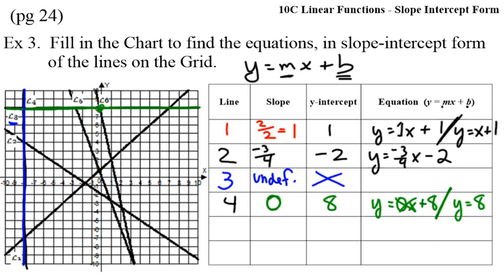No intercept, vertical line. When we have a vertical line, it's x equals, and how far over are we? We're at -8. So x equals -8. There you go. Last one we'll look at is, give line 6 a try. See what you come up with for line 6, and then we'll talk.